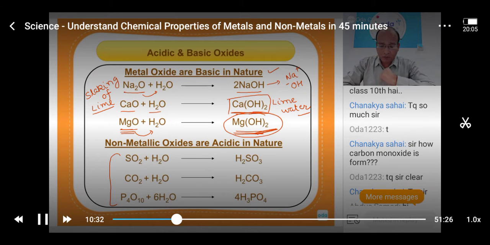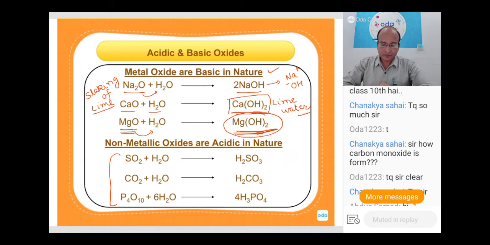How will you prove it? How will you prove that they are acidic in nature? By putting or dissolving them in water. Sulfur dioxide is there, SO2. If you put SO2 in water it will form H2SO3. Understood? Sulfurous acid, this is an acid. Why is it an acid? Because it gives H+ and SO3 2- ions. So what gives H+, what you call it as acid.